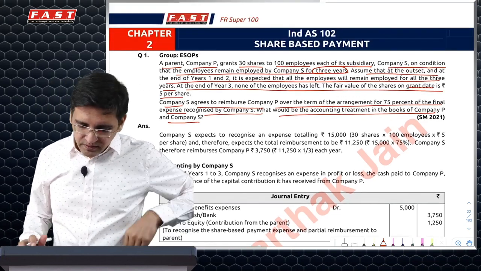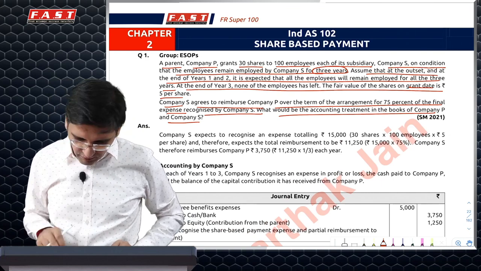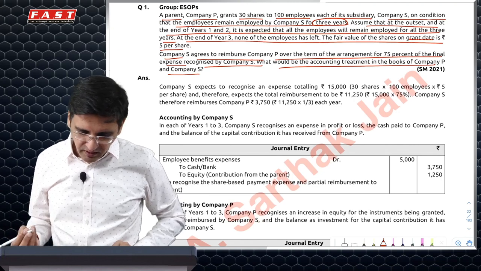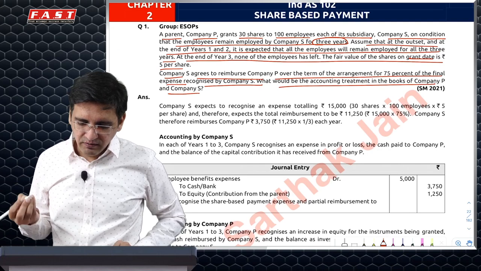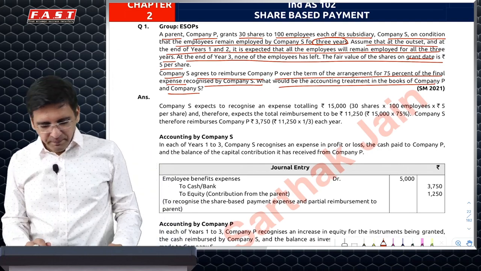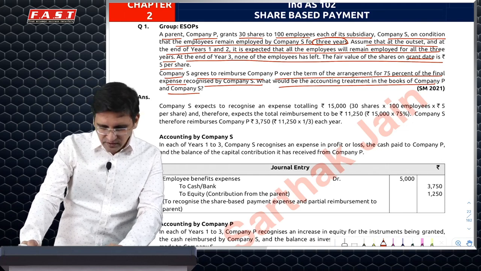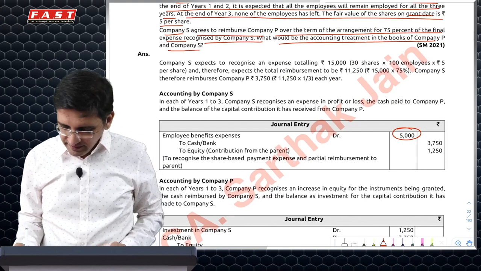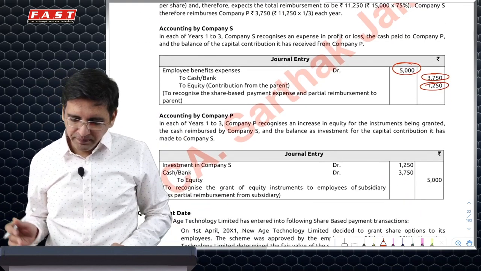Now what is the expense? 30 shares to 100 employees will be 3,000 shares in total, fair value 5, so 15,000 bucks. Every year the expense would be 5,000 bucks. 5,000 rupees would be our per annum expense, out of which 75% would be repaid. So the subsidiary will recognize an employee benefit expense of how much? 5,000. Out of which it has to pay the parent 75%. The balance is a credit to equity.